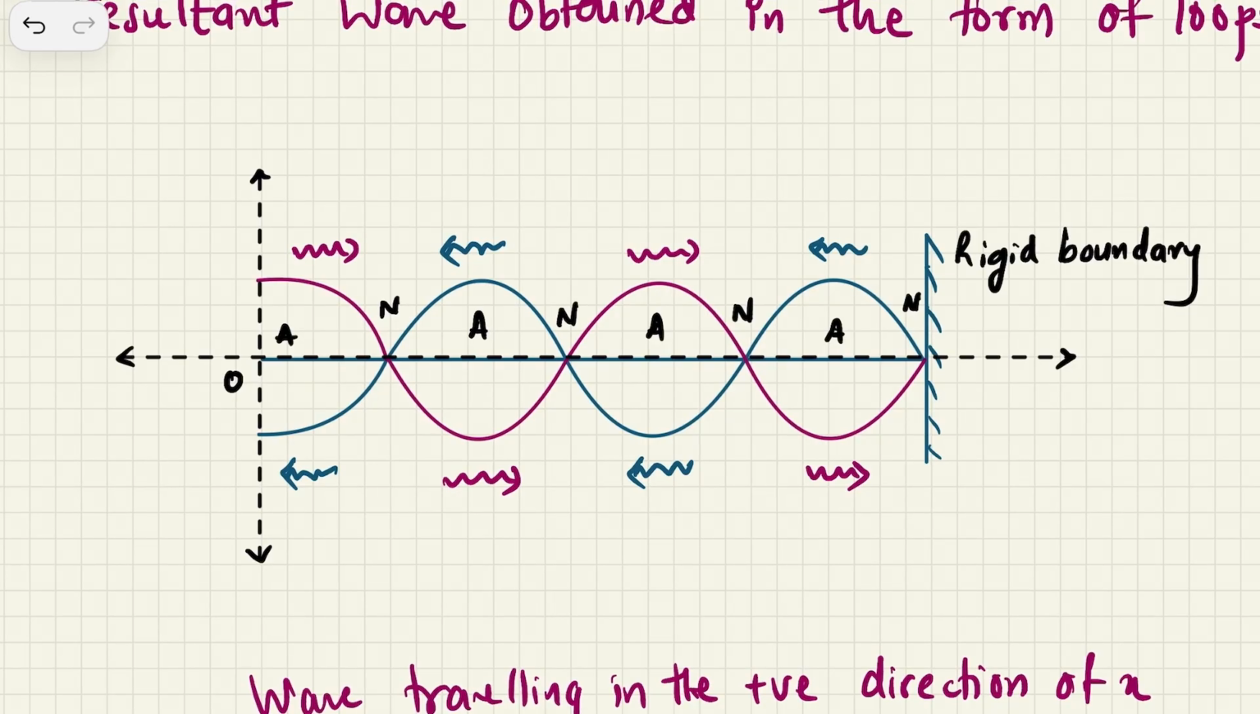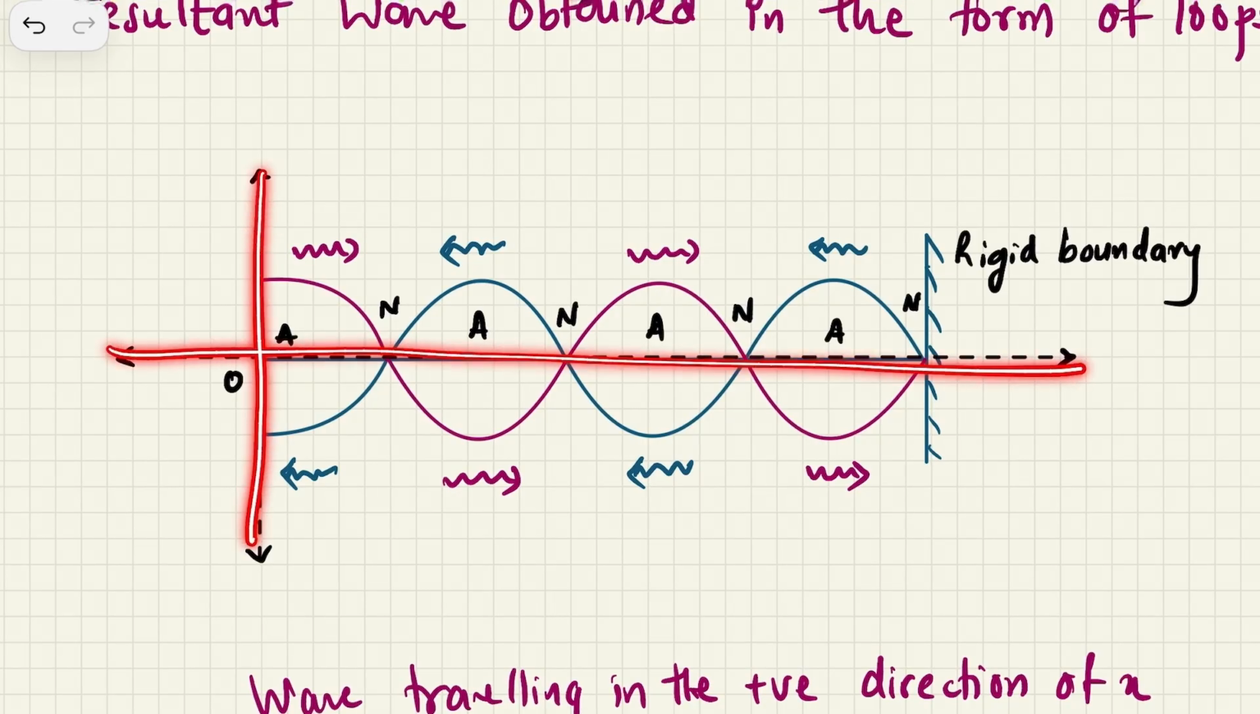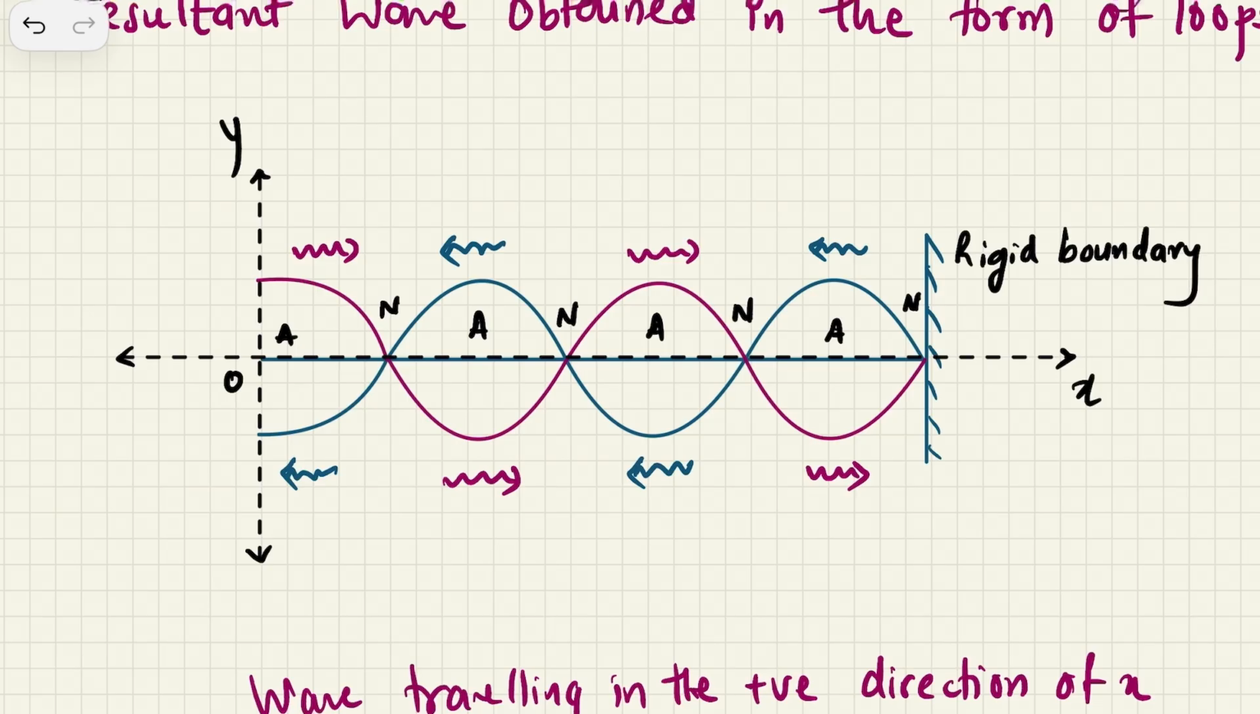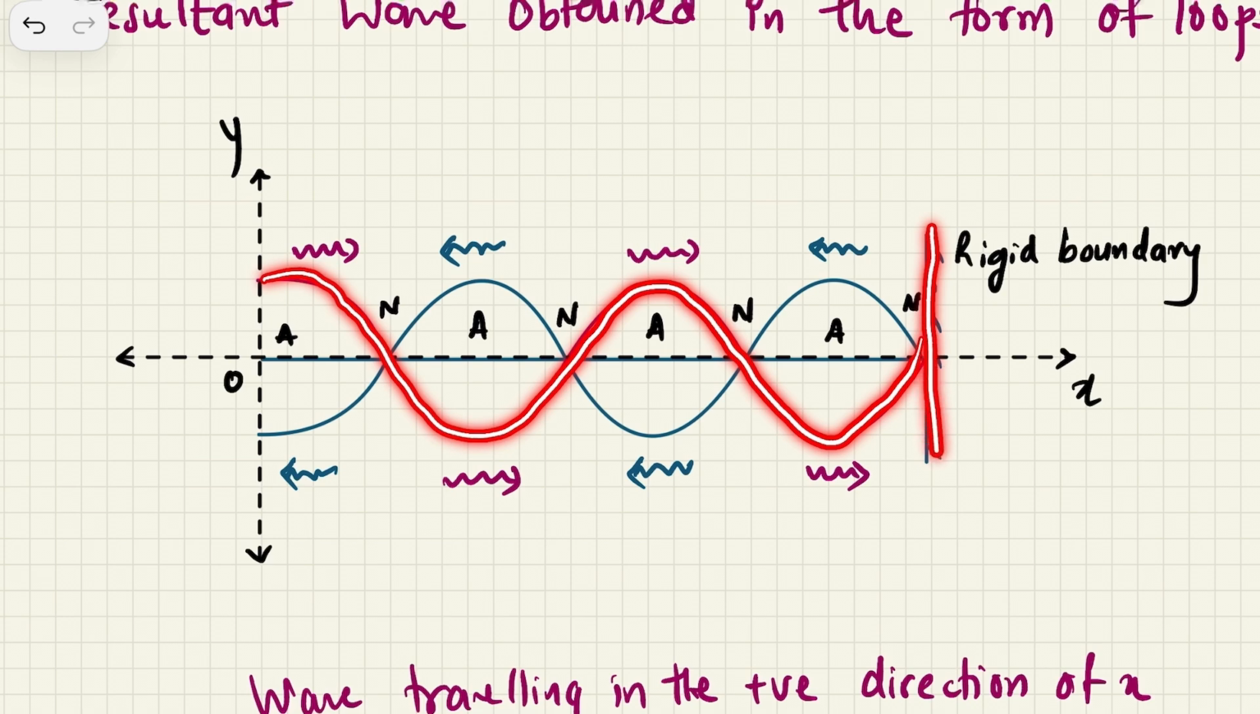If you can see, I have my coordinate system, x-axis and y-axis, over here. I had just not mentioned it, so I'll mention it now. This is my x-axis and this is my y-axis. And there is this magenta color wave which is traveling in the positive direction of x, and there is this rigid boundary which is fixed over here.